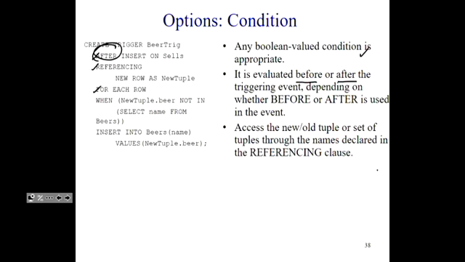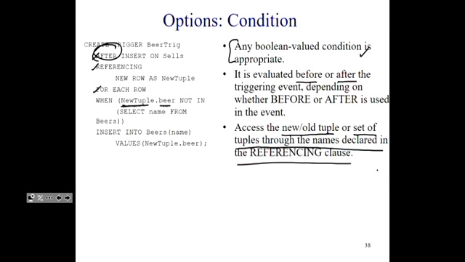And when listing this Boolean valued condition, you can refer to the old tuple or new tuples or set of tuples through the names that are declared in the referencing clause. Right? So here I have new tuple.beer not in something, and the new tuple is referenced via this referencing clause. Okay? All right, so we're done with the condition.